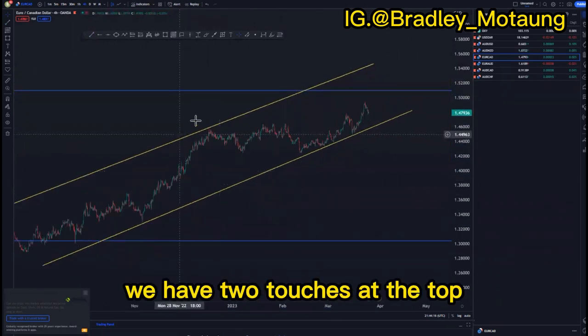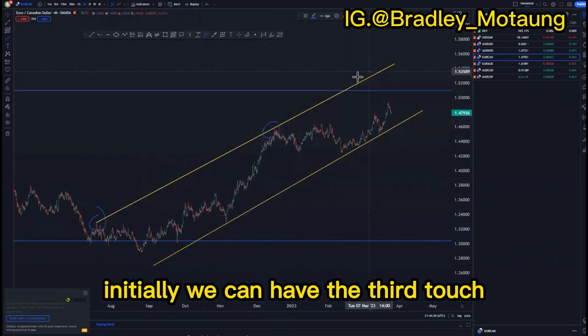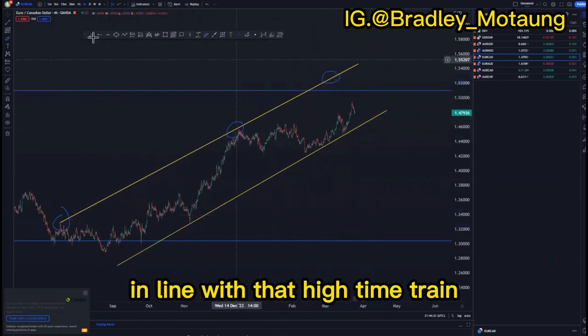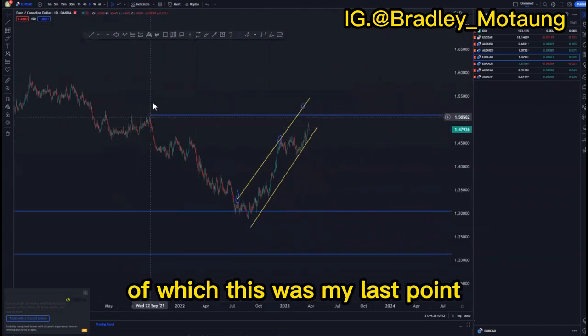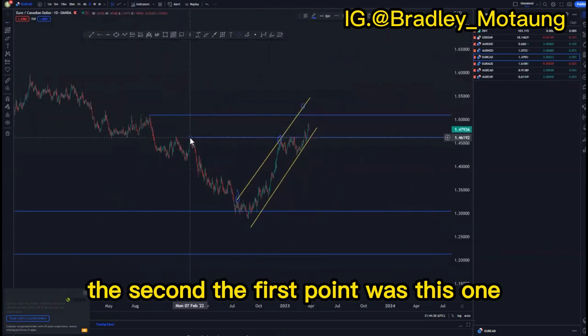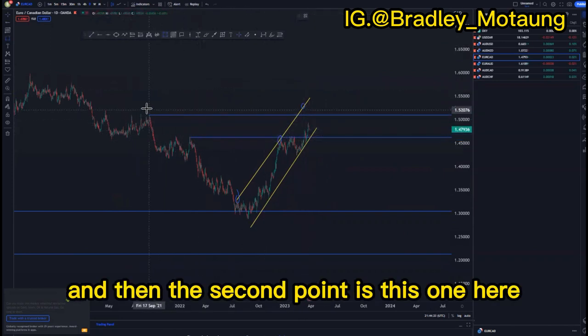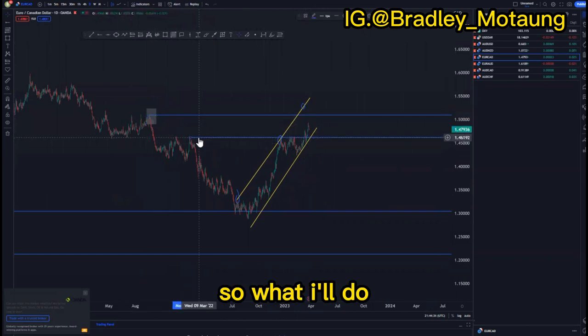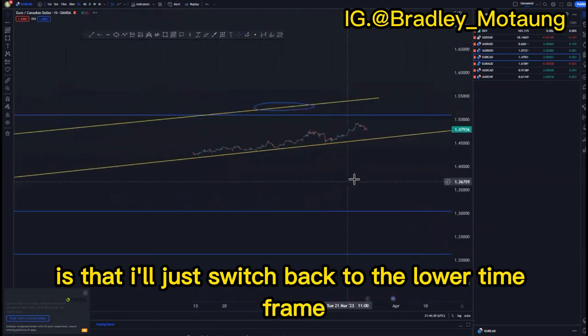Reason being, we have two touches at the top. The first touch, the second touch. Initially, we can have the third touch in line with that high time frame mass psychology activation area, which was my last point. The first point was this one, which was already activated. And then the second point is this one here. So I'll just switch back to the lower time frame.